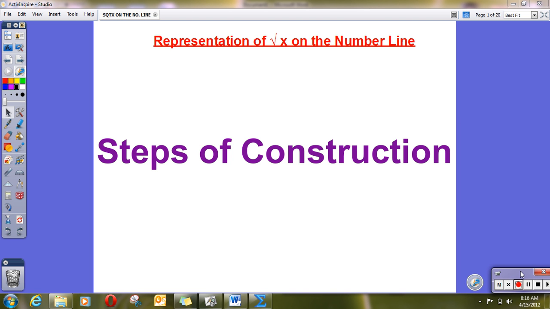Good morning. Today we are going to learn how to represent square root of x on the number line. Let's try to do it geometrically. Let's see what the steps of construction are.